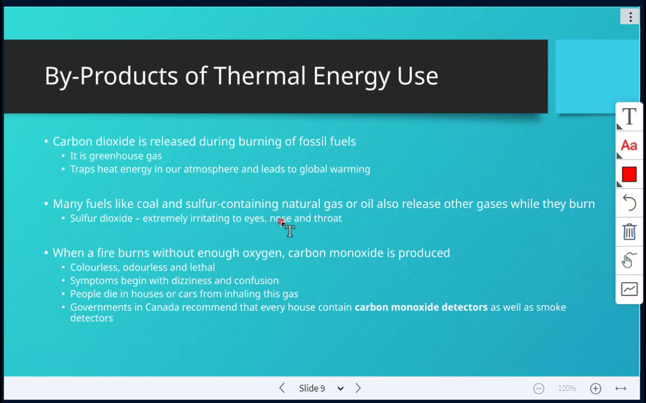Now, sometimes if a fire is burning without enough oxygen, another gas is produced. This is called carbon monoxide. It's a colorless and odorless gas, and it is lethal. Symptoms include dizziness, confusion, and death. People can die in their houses or their cars from inhaling this gas. So it is recommended by the Government of Canada that every house contains a carbon monoxide detector, as well as smoke detectors. And nowadays you can find one device that will do both.